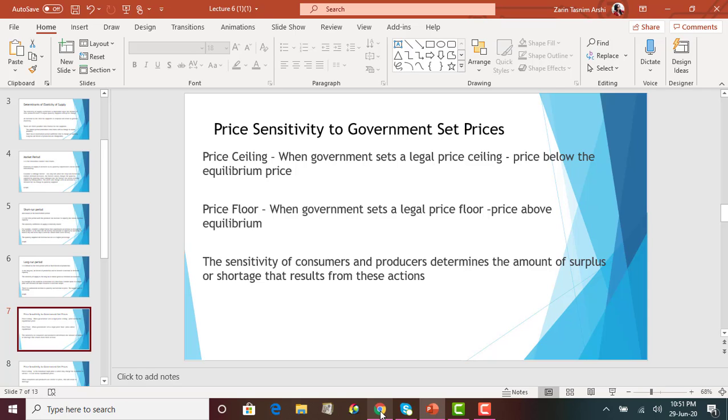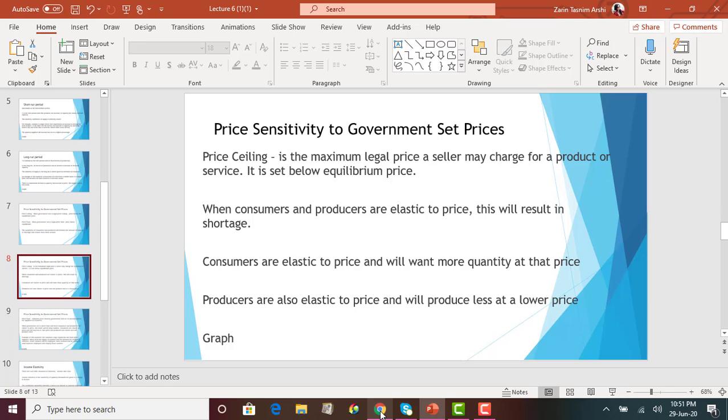In the case of a price floor, it is again a price policy that the government comes up with, and this price is above the equilibrium price, and it is the minimum price that sellers can charge in the market. Okay, so that can also have sensitivity issues. Let's get into more details. So a price ceiling is basically the maximum legal price a seller may charge.